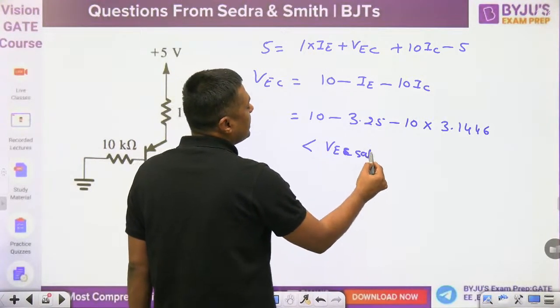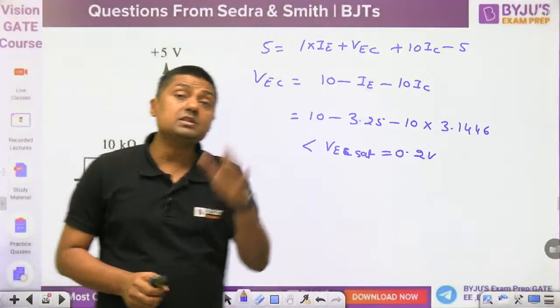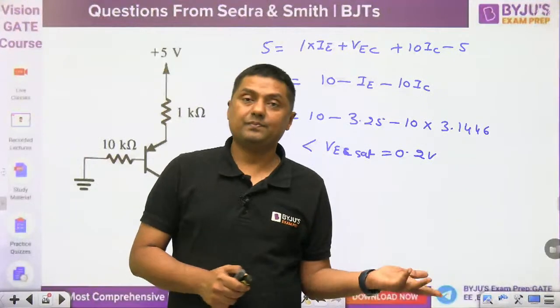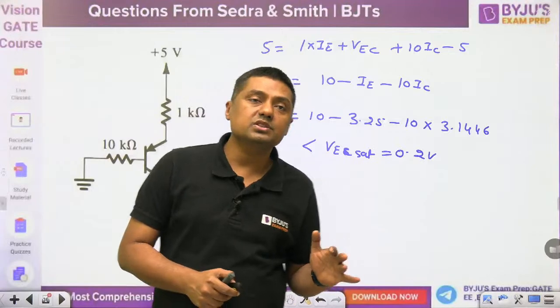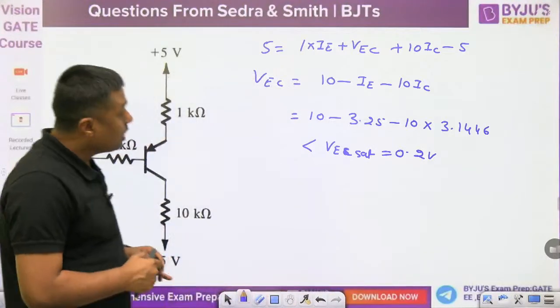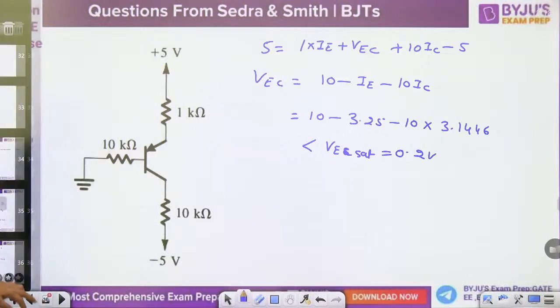What is the VEC set? 0.2 volt. That value is less than that, means it is in what? Saturation. Our assumption is wrong. The BJT is in saturation. When you have the idea that BJT is in saturation, how can we solve then?